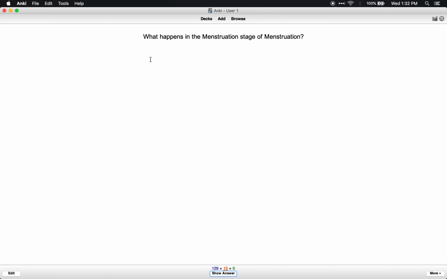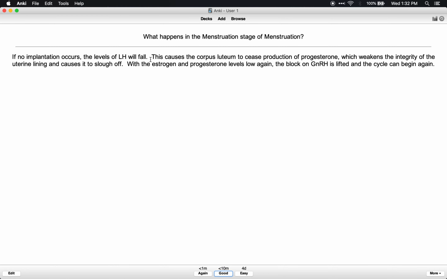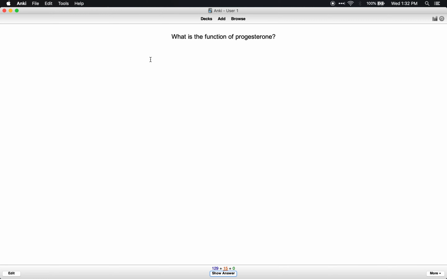What happens in the menstruation stage? If no implantation occurs, the level of LH will fall. This causes the corpus luteum to cease production of progesterone, which weakens the integrity of the endometrium and causes it to slough off. And because there's a decrease in estrogen and progesterone, the block on GnRH is lifted and the cycle can begin again. Progesterone maintains the endometrium and its thickening, but it doesn't contribute to its initial thickening.